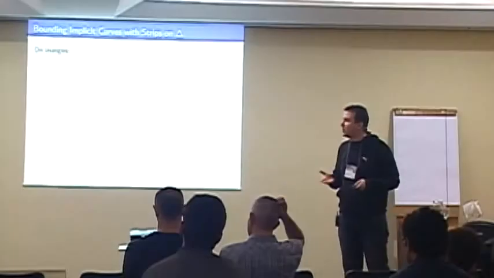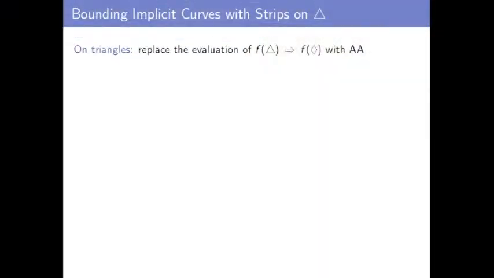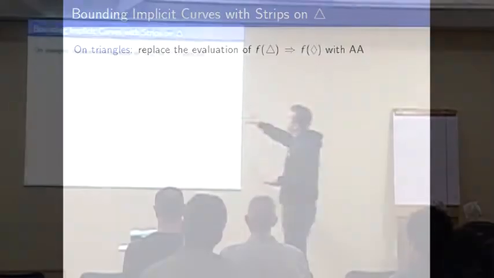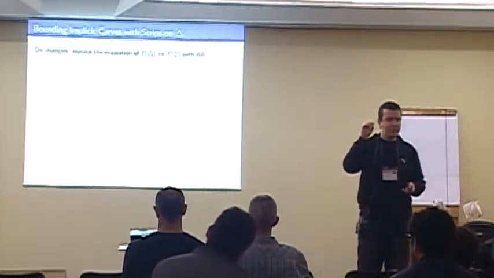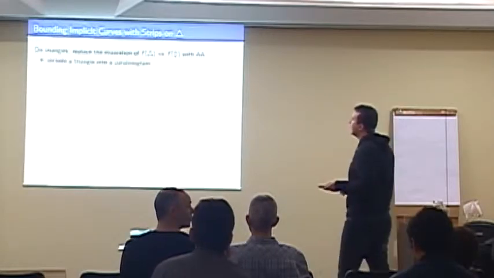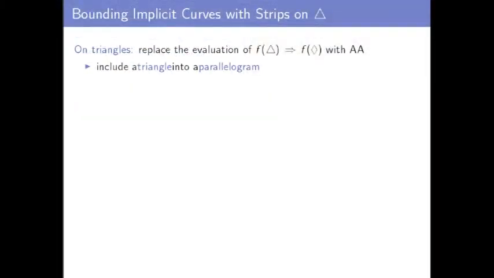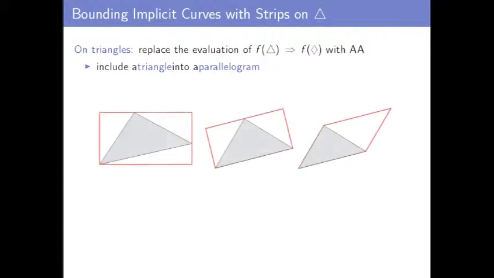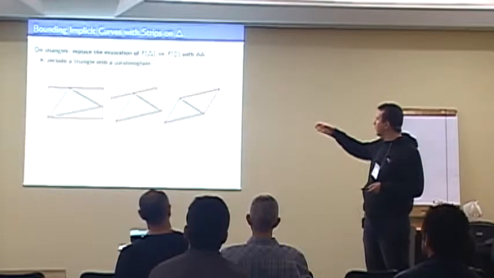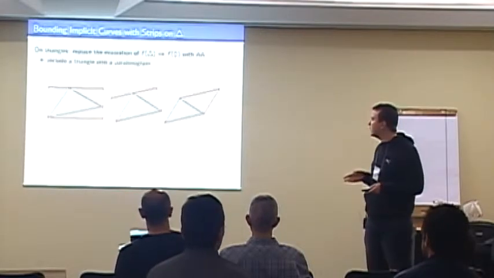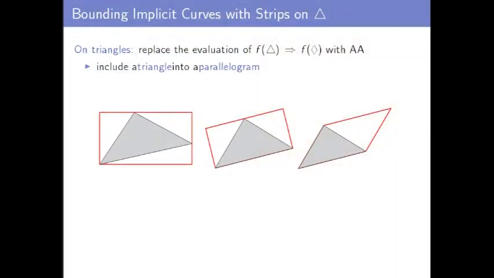Now finally, bound implicit curves with stripes on triangles, okay? The idea is to replace the evaluation of f on the triangle by the evaluation of f inside a parallelogram. The first choice is to include a triangle into a parallelogram. We can choose one of these three strategies, but one of them is conceptually wrong because we would evaluate f outside of its domain. Moreover, it doesn't work for surfaces.